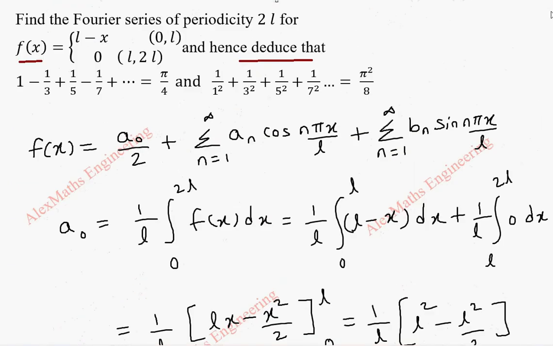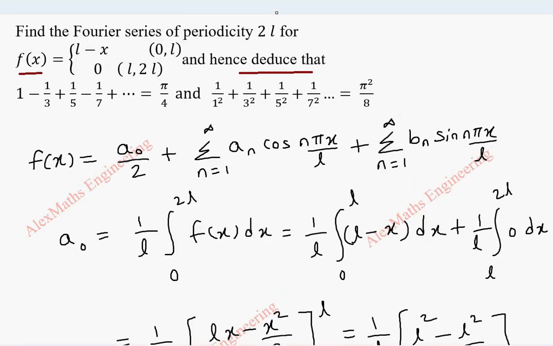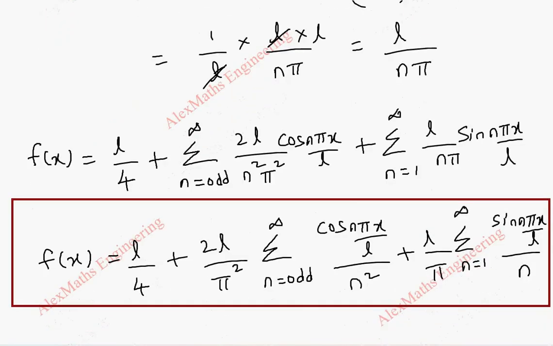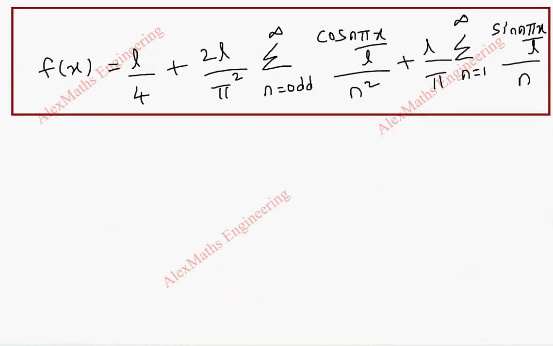Now as a second part, we have to find the value of the series. The first series is 1 minus 1 by 3 plus 1 by 5 minus 1 by 7 dot dot dot, and we have to prove it is pi by 4. So from this f of x, we have to take a suitable value, and since it is not having the square values in the denominator, here it is n square and here it is n. So we have to take a suitable value for x.